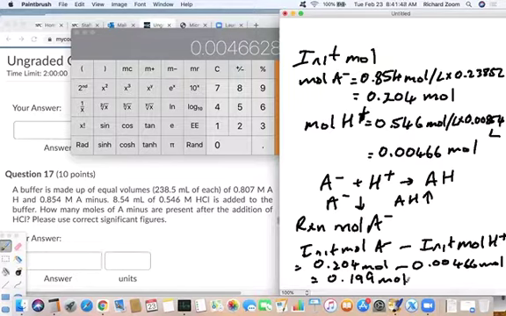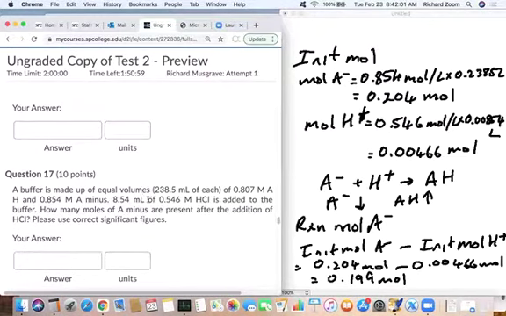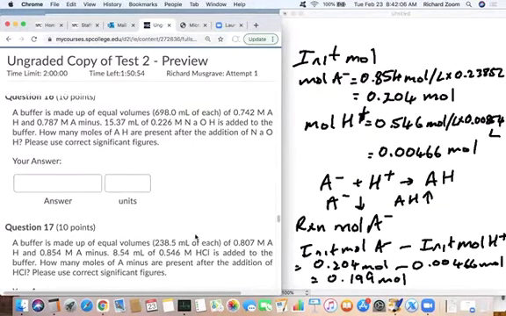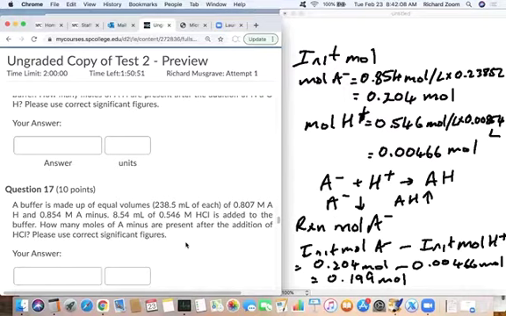So the main point of question 16 and 17 is knowing if you have to add or subtract. You know you have to find the initial moles of something. What do you find the initial moles of? Well, whatever you're being asked for. In this case, it's A minus for 17. For 16, it was AH. Then you have to figure out what's happening when you add H plus and you add OH minus, and it's either going to go up or down, and you need to be able to figure that out based upon which reaction is occurring, and then you can figure out the moles at the end. Does anybody have any questions?